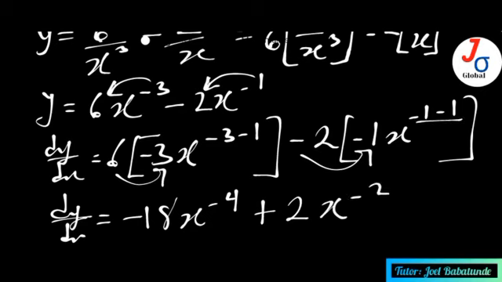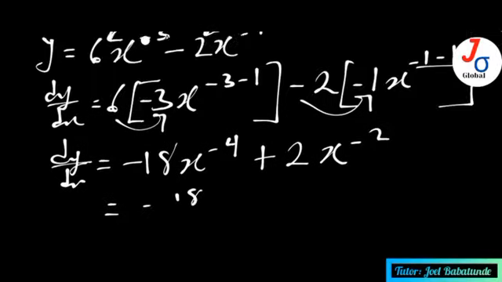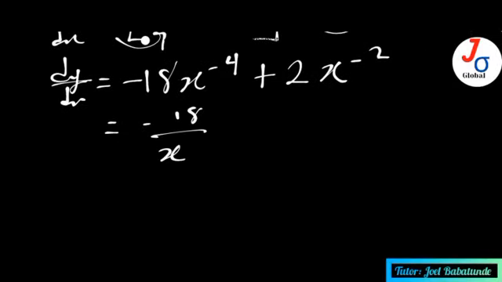All right, so this is our answer. We can decide to write that as minus 18 over x to the power of 4 plus 2 over x raised to the power of 2. So either you leave your answer like this or like that, depending on how the question comes.